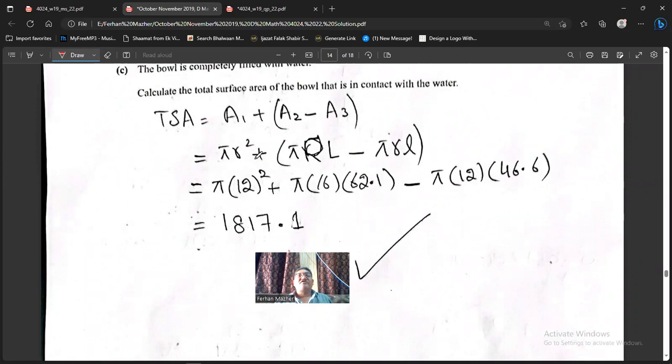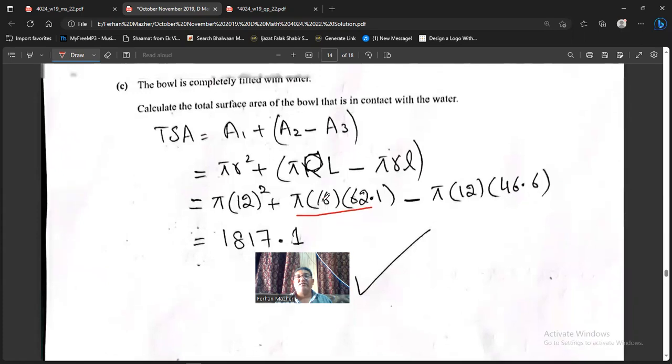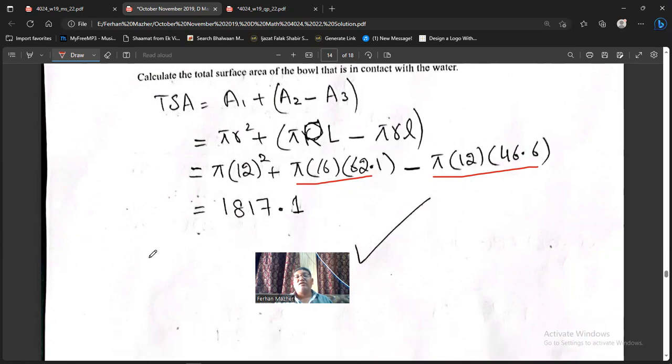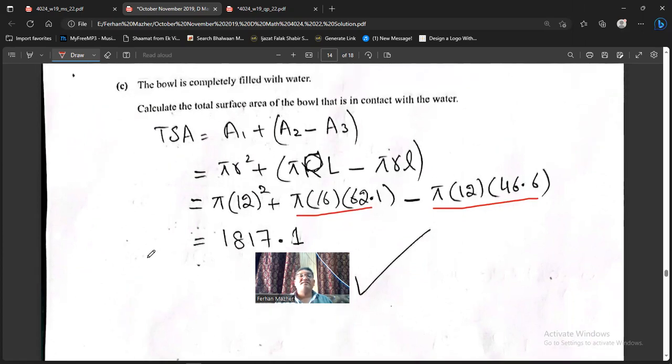So that is pi r square plus pi rl minus pi rl. So pi into 12 square plus pi into 16 into 62.1. This is the larger cone, and you see here the slant height of the larger cone is being used. I told you we have to find that. And this is the curved surface area of the smaller cone, pi into 12 into 46.6. So when you enter these values in your calculator, you will get 1817.